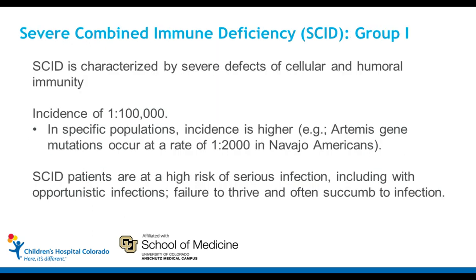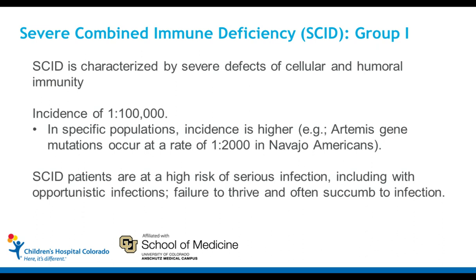So let's talk a little bit about the disorders in Group 1, and I will focus mostly on severe combined immune deficiency, otherwise known as SCID. So SCID is characterized by very severe defects of both the cellular and the humoral, or antibody, component of the immune system. The incidence is 1 in 100,000. However, if we look at specific populations, the incidence may be higher.